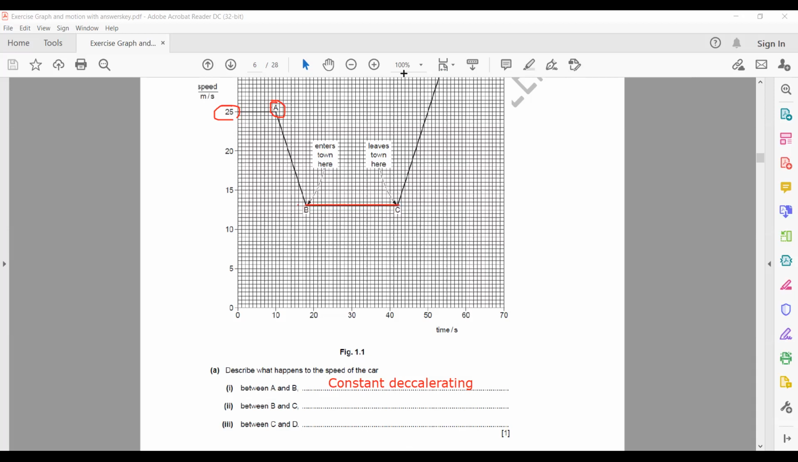What is happening from B to C? From B to C, it's a horizontal line. So it shows it is a constant speed or no acceleration. And what is happening from C to D? From C to D, it is having a constant acceleration. So first was constant deceleration, then constant speed, and then constant acceleration.